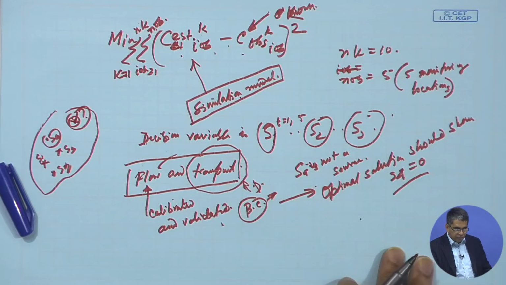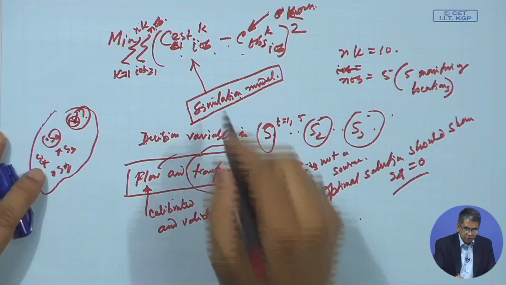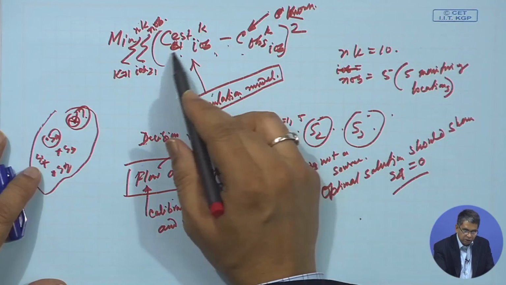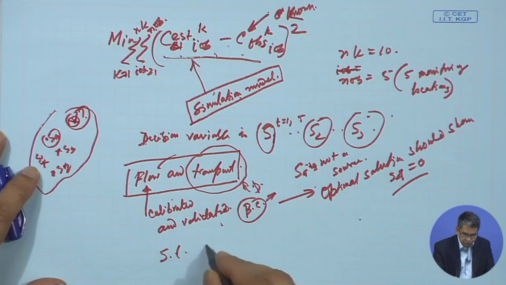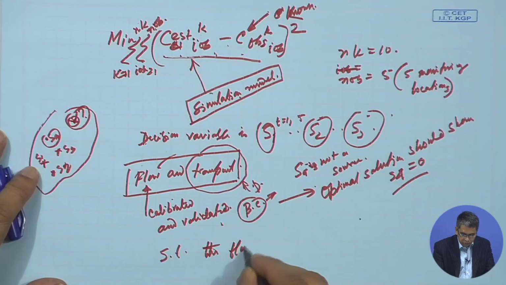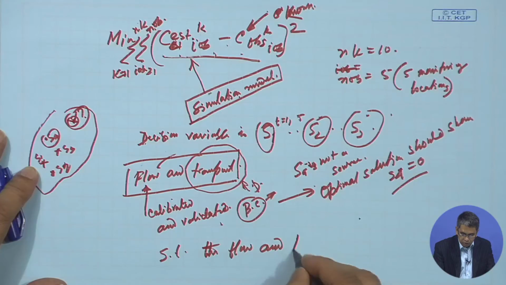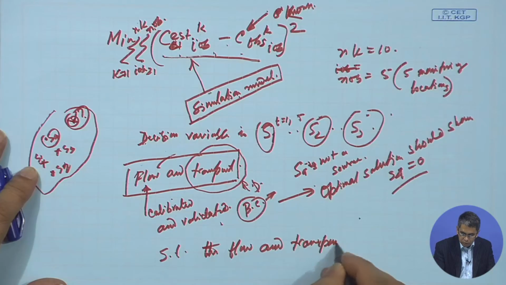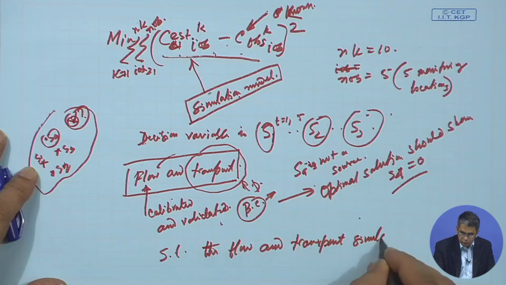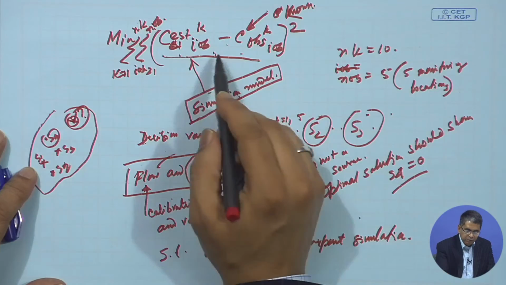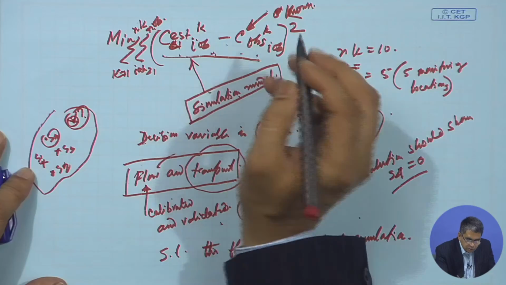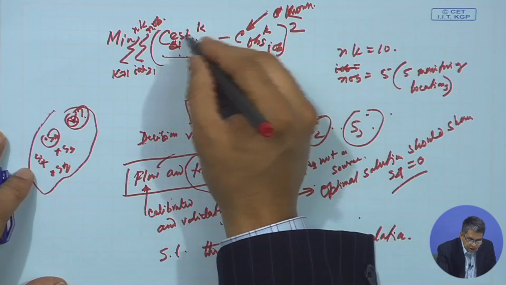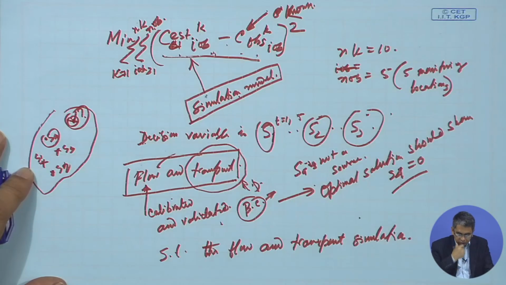Okay. Then, if I want to minimize this, this is the objective function, basically subject to the flow and transport simulation model. You cannot just say I will minimize this quantity, because these C estimates should come from the simulation model. So, obviously, they come from the simulation model which you have implemented.